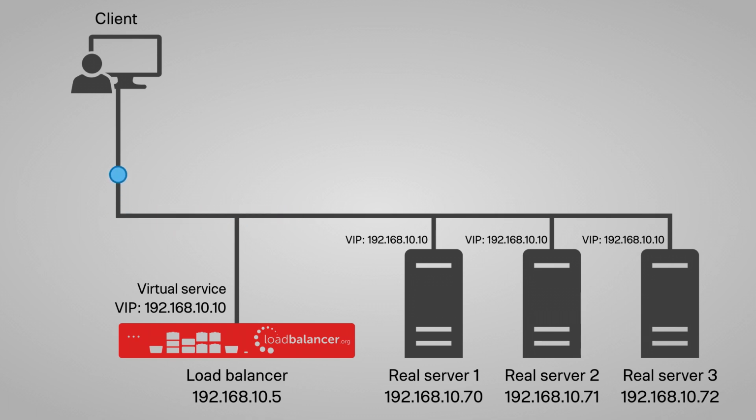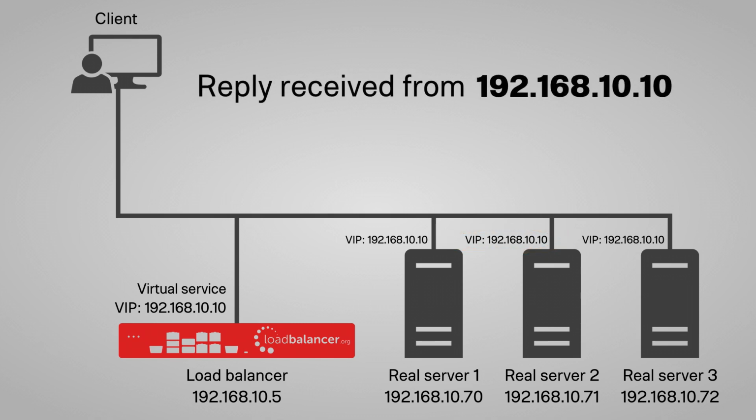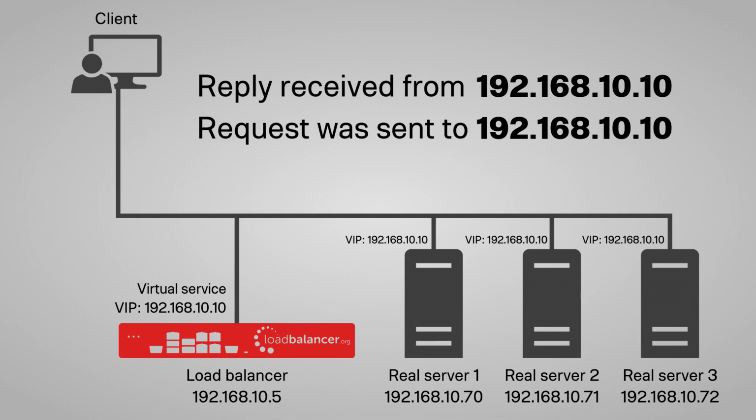After the server has accepted the request packet, it processes the request and sends the reply directly to the client. The source IP address of the reply packet is the virtual IP address, because that was the destination address of the request. From the client's perspective, the reply is from the same IP address that it sent the request to, and so the client will accept the reply traffic.